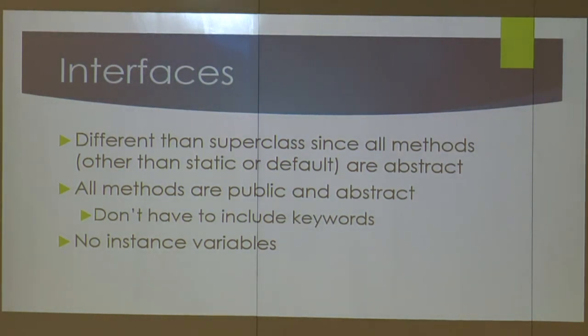But since they're all going to be abstract and they're actually all going to be public as well, we don't have to include those public and abstract keywords in our method signatures in an interface. We can just include the other elements of a signature. So that's pretty convenient because it cleans up our code and saves us from constantly repeating that every single method signature was public and abstract. We can just exclude those words. And then also, unlike abstract classes, interfaces aren't going to have any instance variables. They're just going to be the abstract methods.